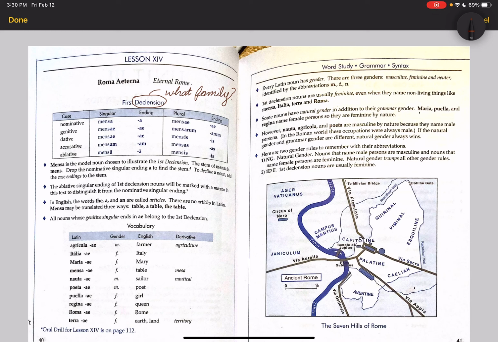Mensa is the model noun chosen to illustrate the first declension. The stem of mensa is mens. To find the stem, you drop the nominative singular ending a. To decline it, you then add the different case endings. What we did in class is practice just that. We first found the stem, and then we added the different endings. The first declension endings are ae, ae, arum, is, as, is. And that's how you want to say them.